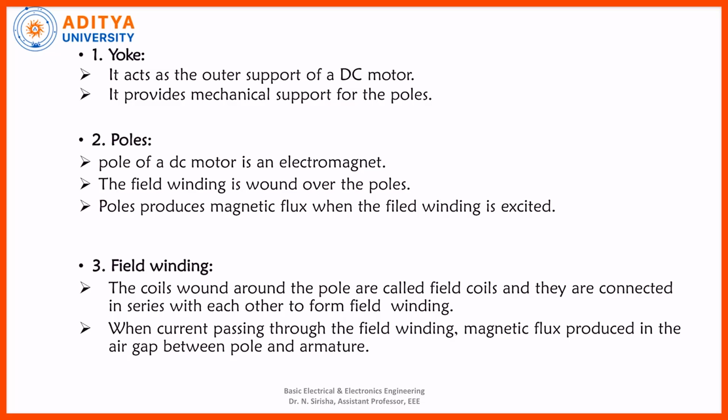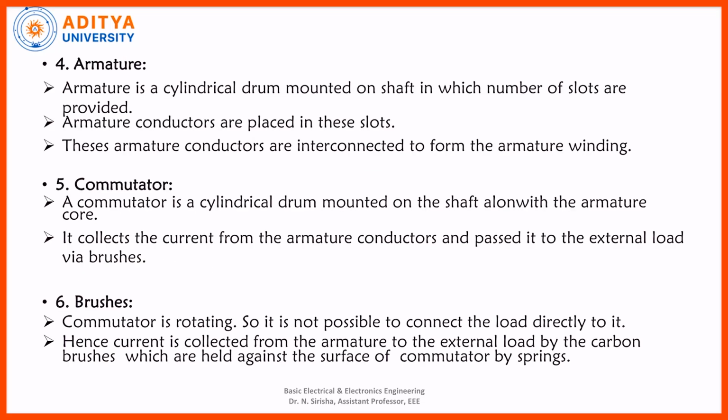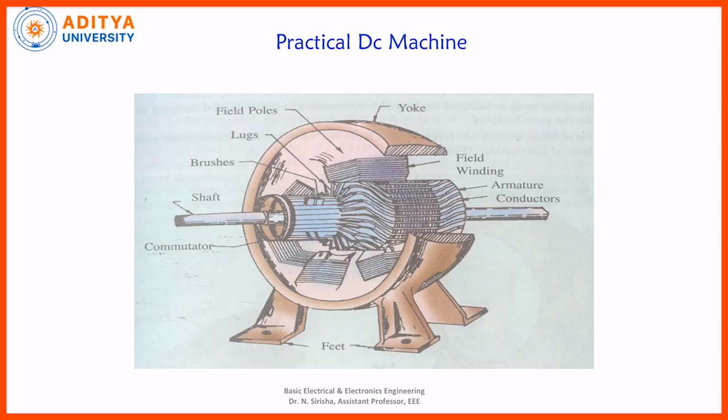See, these are the yoke, poles, field windings, armature, commutator, brushes. These are the important parts. This is a cross-sectional view of a DC machine. DC motor and machine construction of both are the same, except a commutator is not present in DC motors.